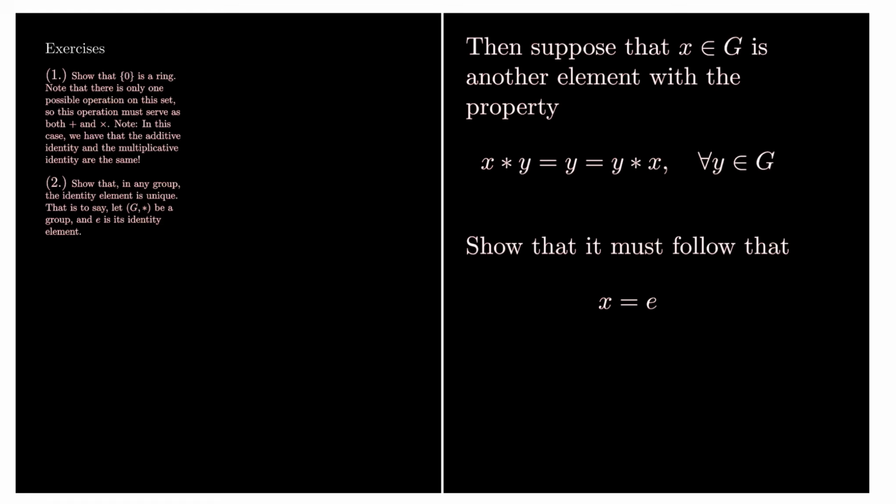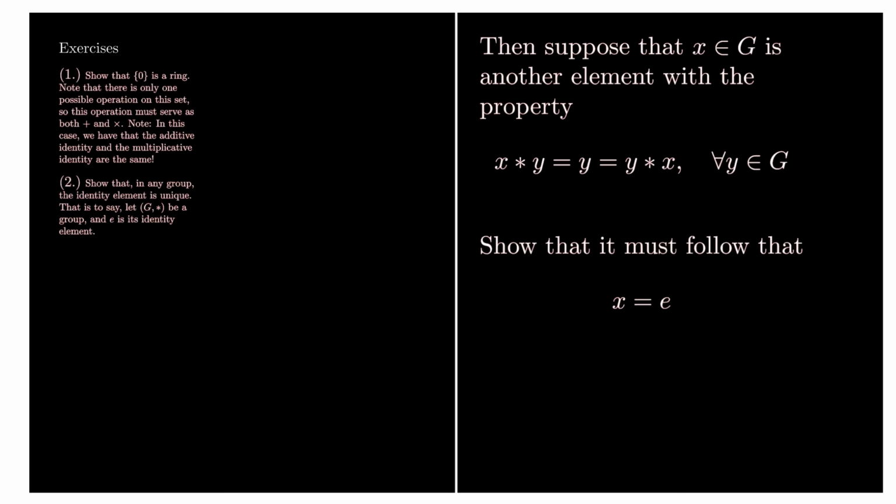Well, in theory, for any given property, there's no reason to assume that only one element enjoys this property. We know that E does because that's an axiom of the group, but might there be this other element x that also enjoys the same property? Well, what you are to do is to show that no, in fact, if x is anything and it has this property, then x must equal E. That's how you show that the identity element is unique, that the property is enjoyed by precisely one element.